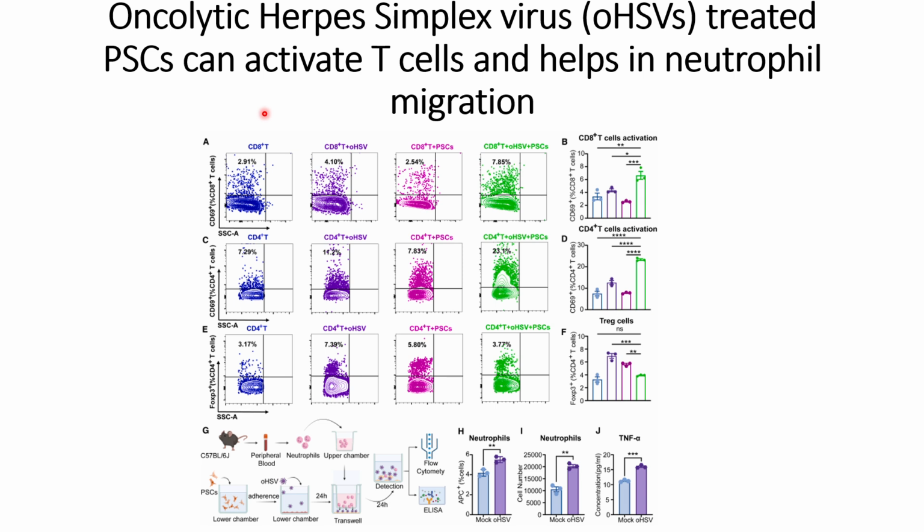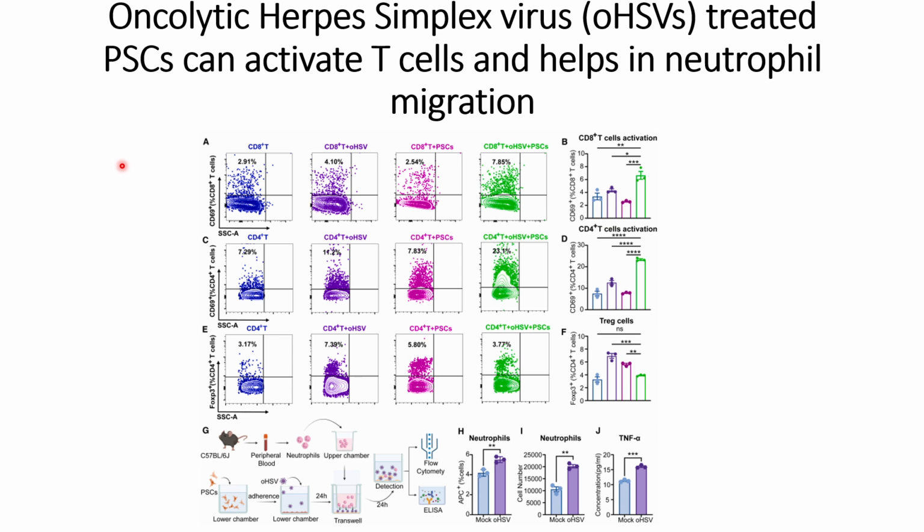So far in the previous video, we have seen that oHSV treated cells can cause more antigen presenting CAF expression and less myofibroblast, which supports tumor proliferation and CAF suppression. So they wanted to check whether this oHSV treated PSC can directly activate the T cells and help in neutrophil migration or not.